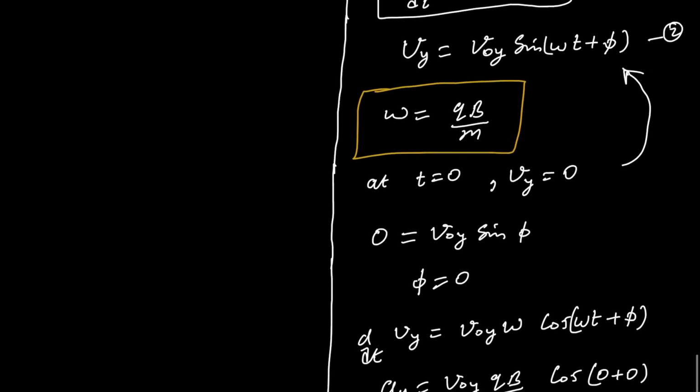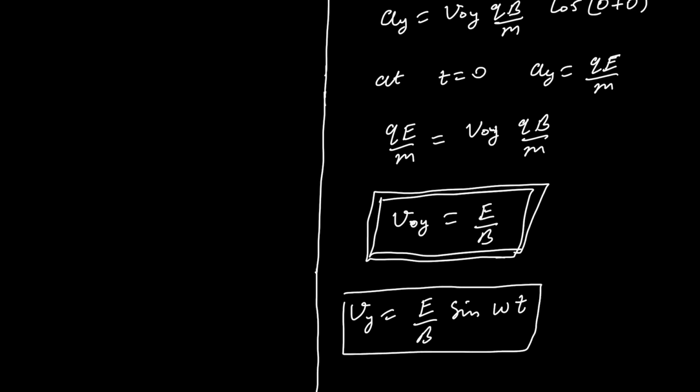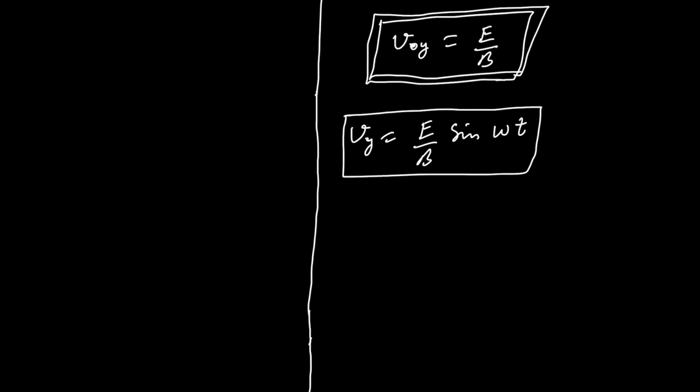E by B. So Vy is V naught y, that is E by B sine omega t, we already know omega, but we'll keep it as omega here only, and phi was 0. So this is the motion along the y-axis, the motion of the charged particle along the y-axis. This is the velocity of the charged particle along the y-axis. Now with the help of this velocity we can analyze its y coordinate, the motion of the particle along the y-axis also.